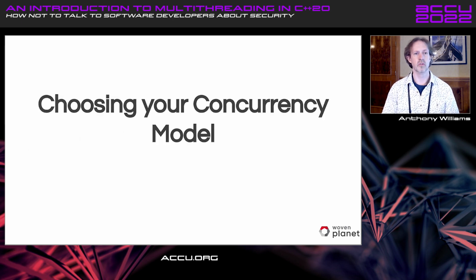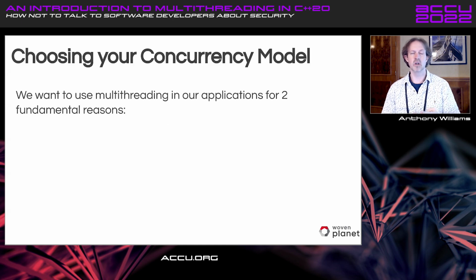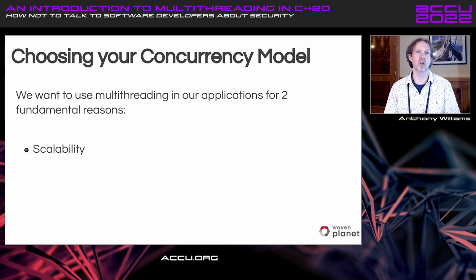So for choosing your concurrency model, there are really two reasons why you might want to use multi-threading and concurrency in your application. And whatever your other incidental reasons are, they fundamentally boil down to these two. The first one is you want scalability. You've got a big problem to solve, and what you want is, as you throw more execution cores at the problem, it gets faster.